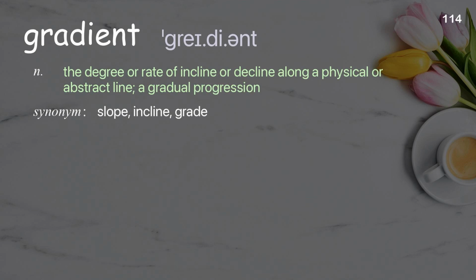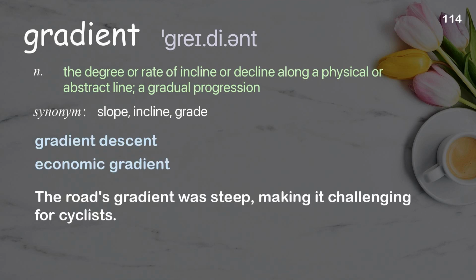Gradient. The degree or rate of incline or decline along a physical or abstract line, a gradual progression. Examples: gradient descent, economic gradient. The road's gradient was steep, making it challenging for cyclists.